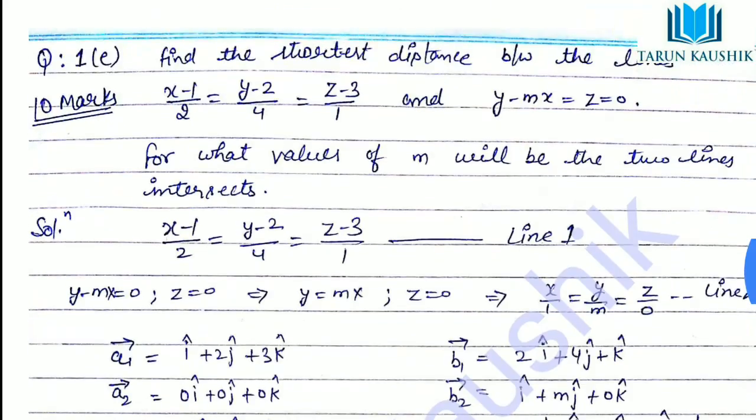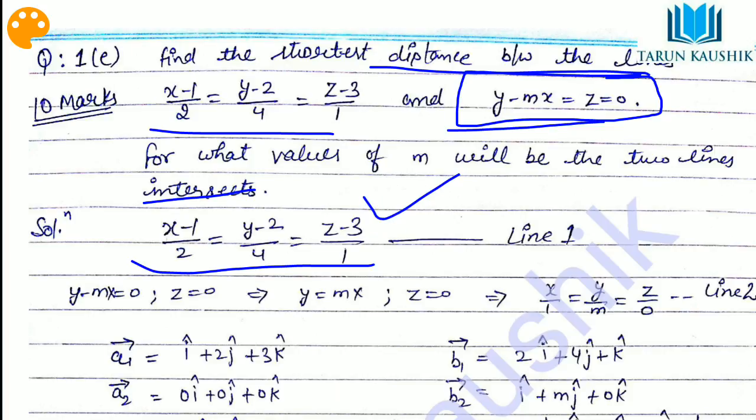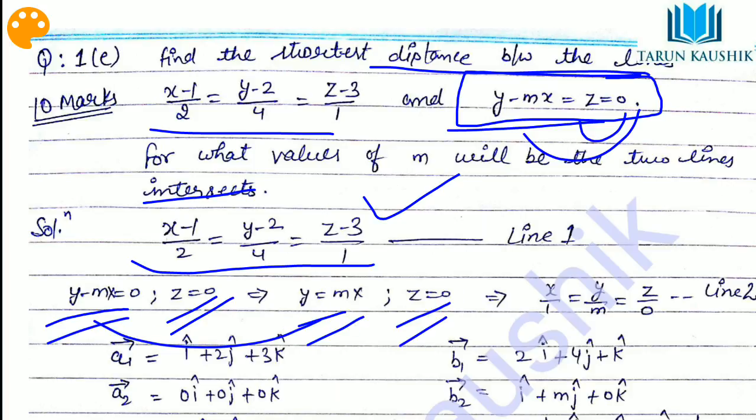The question number 6 or 4, I don't exactly remember. Now the next question: we have to find the shortest distance between this line and this line, and for what value of m these two lines will be intersecting. The first line is given, and now we have to write this equation in Cartesian form. How to write? This is y minus mx equals 0 and z equals 0. So this means y equals mx and z equals 0.